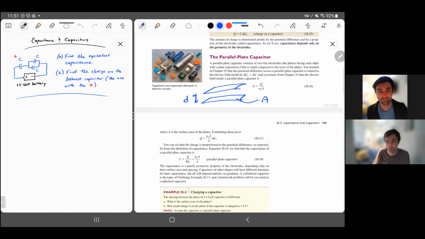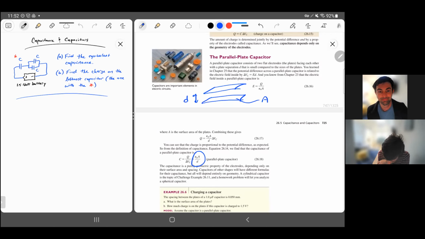So you assume there's some charge Q, you find that potential difference, you take the ratio, and you'll find that the capacitance is proportional to the area divided by the distance separating them. So it makes sense that it's proportional to area, right? The more area, the more charge it can store. What's maybe more surprising is that the closer they are together, the more charge you can store on it.